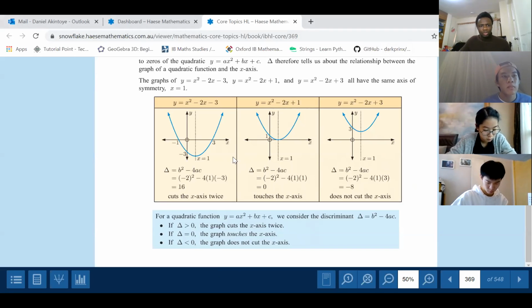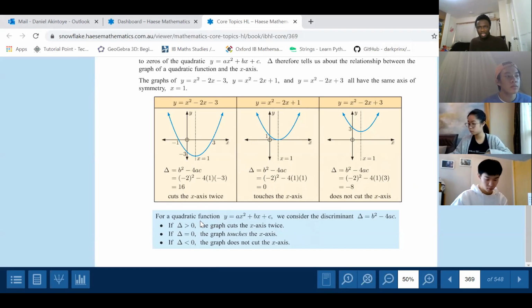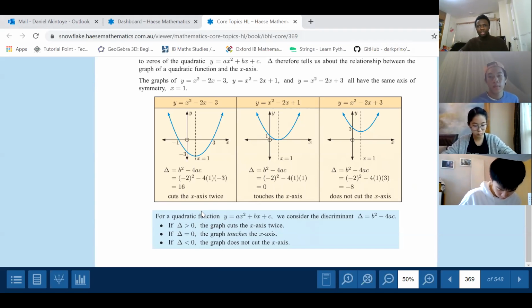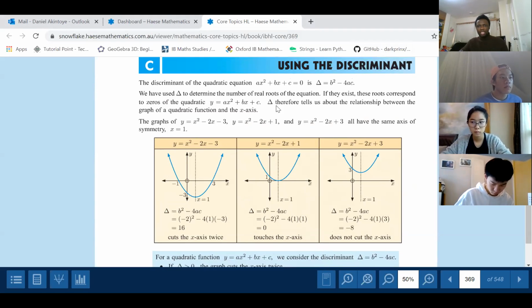All right, so this is what we want to see. We want to see the relationship between your curve and the x-axis, basically, all right? Between your curve and the x-axis, that's the main objective here, okay? That's the first thing we want to do.